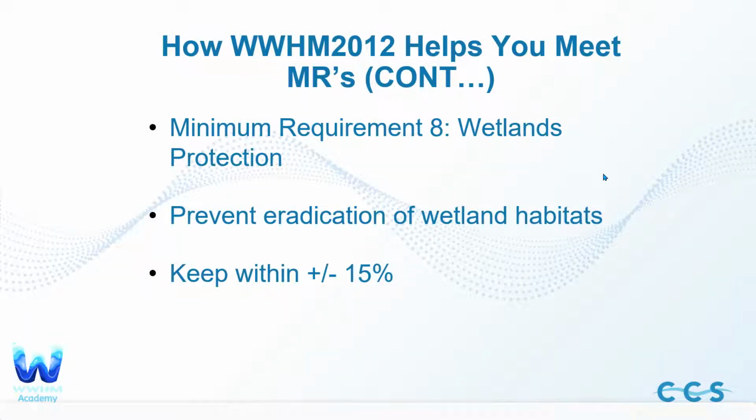And then minimum requirement number 8 is a wetlands protection, where it's going to try to prevent the damage to these wetland habitats. And for Western Washington generally, we're trying to keep the wetland input volumes within plus or minus 15% of the initial wetland condition. And I'll show you a graph here real quick that'll kind of help you visualize that.